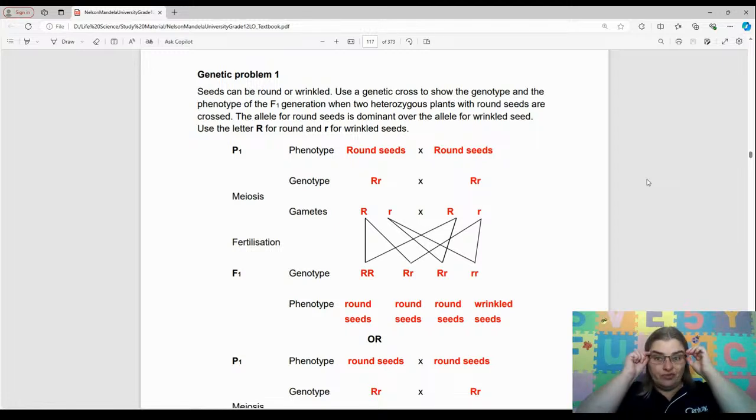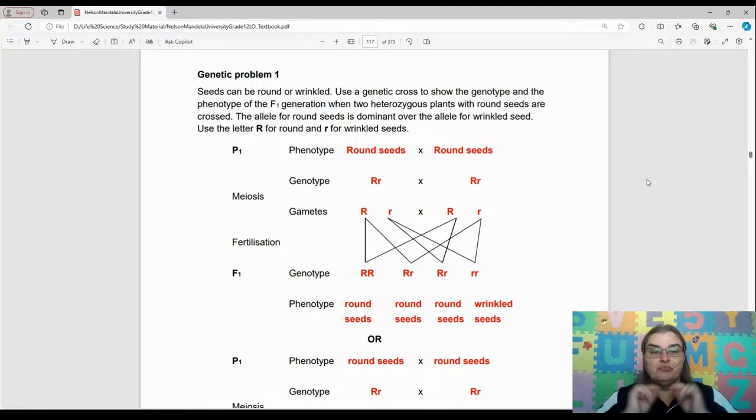We start off in our diagram, and this is how you would do it in your exam. P1, which is our parent generation. The phenotype, remember, it's how it looks, it's physical, what we see. We've got round seeds and round seeds, okay, because we took two heterozygous plants with round seeds.